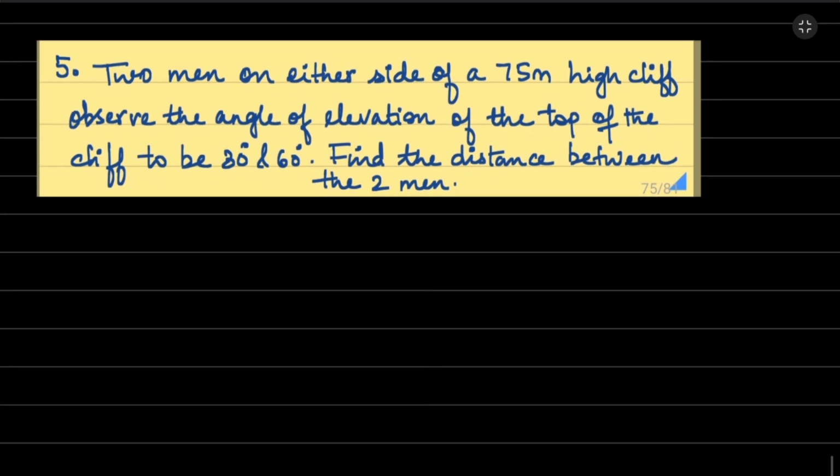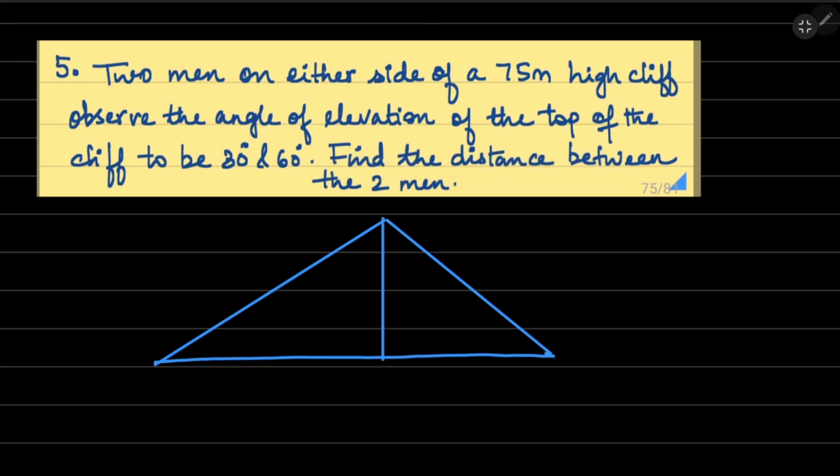Two men are standing on either side of a 75-meter high cliff. They observe the angle of elevation of the top of the cliff to be 30 degrees and 60 degrees. Let's draw it. Suppose this is a 75-meter high cliff, and two men are on either side of this cliff. Suppose this is your 30 degree and this is your 60 degree. This is a bigger angle, right?